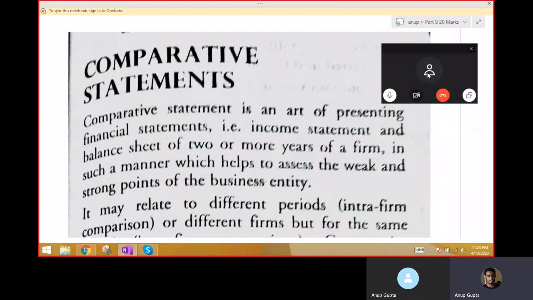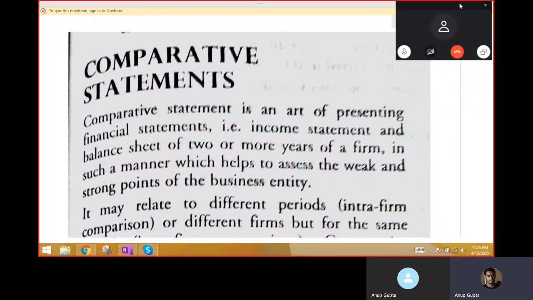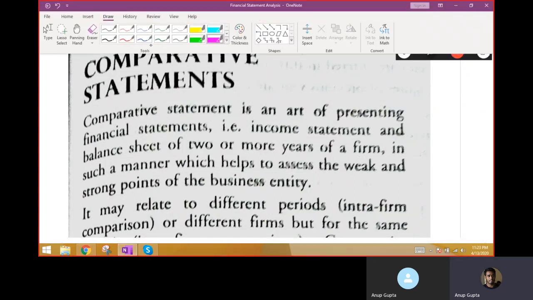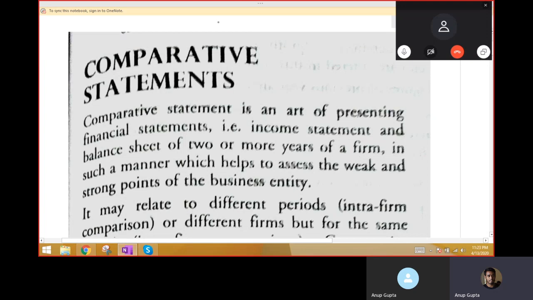Hello everyone. So today we're going to start with a new chapter known as comparative statements. Let me start with the meaning of comparative first.